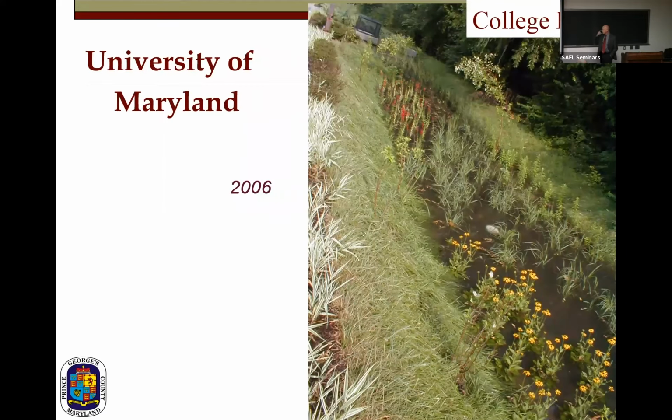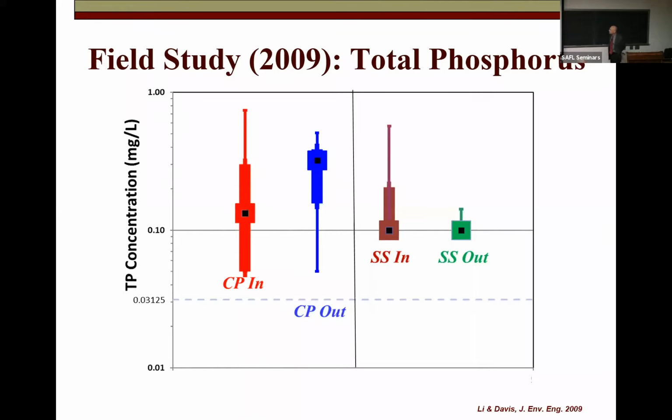A lot of the field data I'll show is from our University of Maryland site, which was installed in 2006. It looks a lot different now, and I'll show you some photos of how it has evolved. We've done probably about a dozen research studies on this particular site over the years, and have one ongoing right now where we're gathering some data. To start with, this was the first study on the site, published in 2009. These were looking at total phosphorus concentrations.